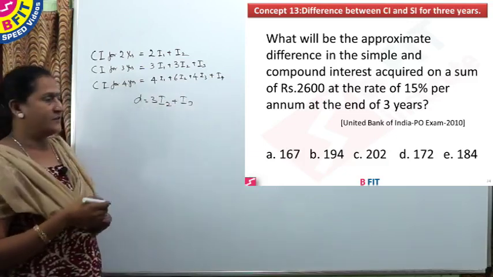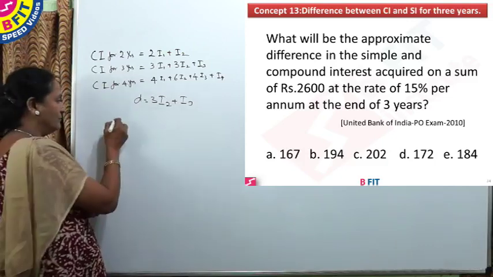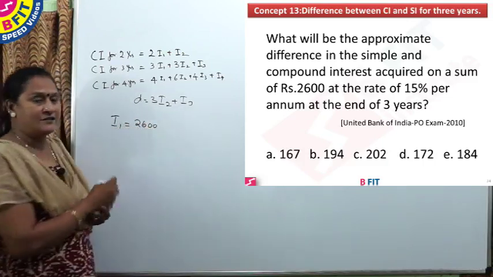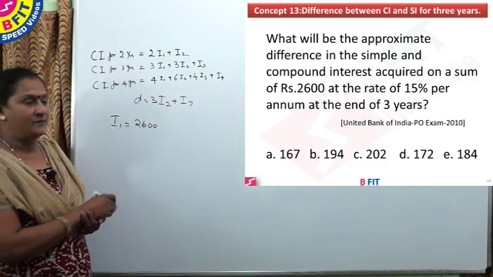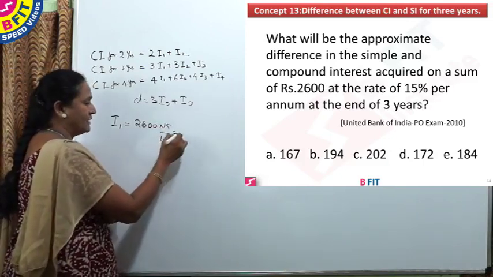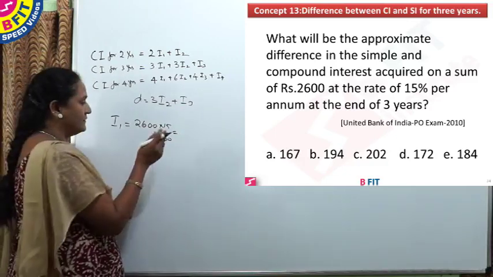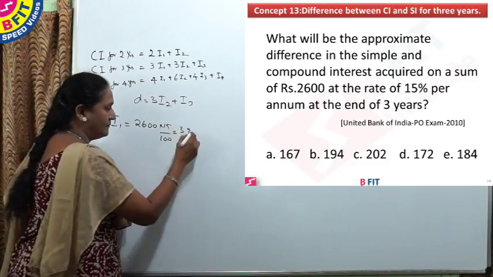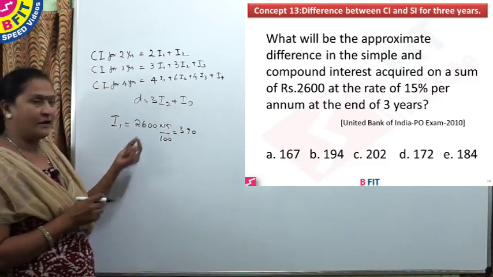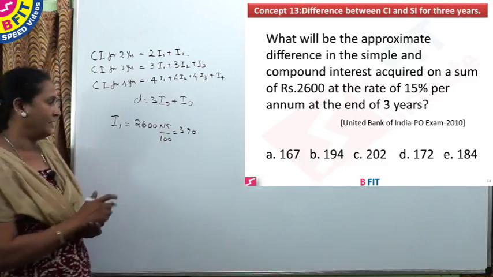So to find the difference, we need I2. To find I2, we need to find I1 also. So what is I1? The given sum is 2,600 and the rate is 15%. Calculating 15% of 2,600, it is 390. 10% we find 260 and then 5% is 130. So added, it is 390.